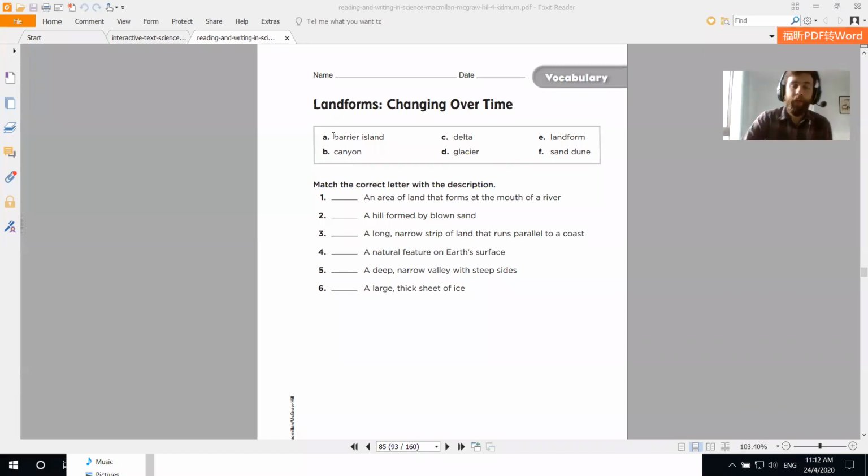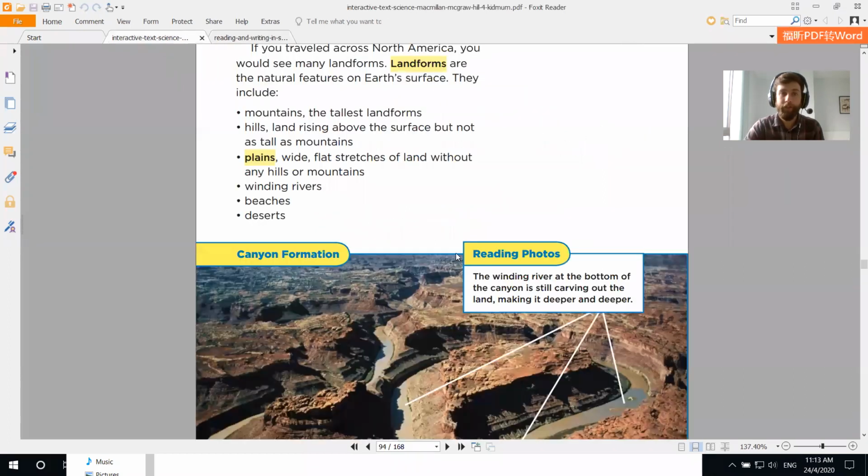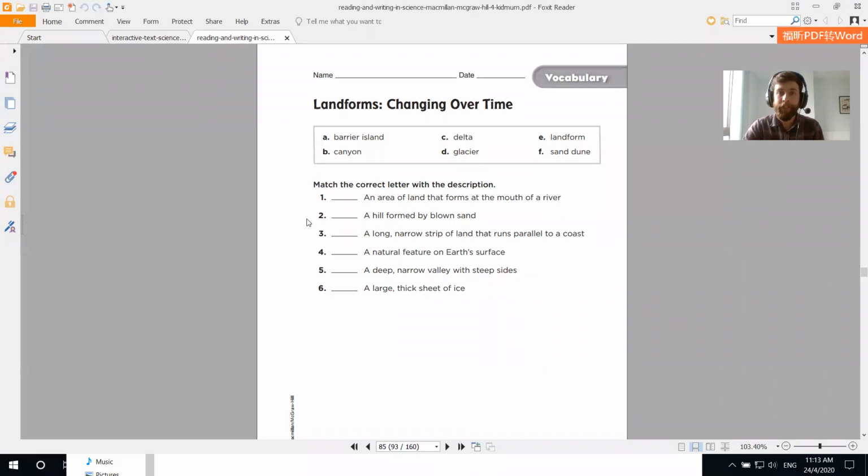And in the box, we've got Barrier Island, Canyon, Delta, Glacier, Landform, and Sand Dune. Okay, so these are all different landforms. You guys must practice saying them and know what they are, okay, by looking in your textbooks. By looking in this book, you need to study your landforms, okay, the type of landforms.